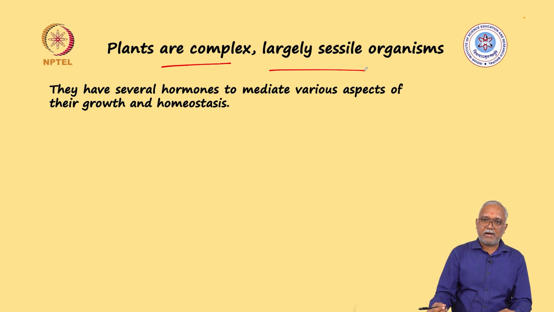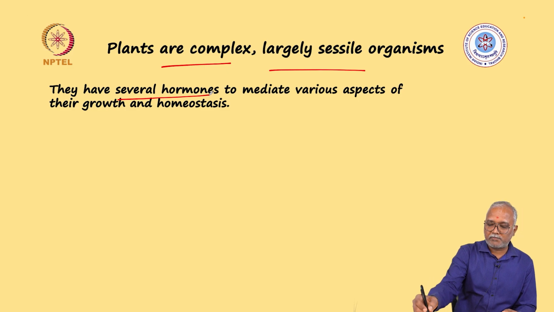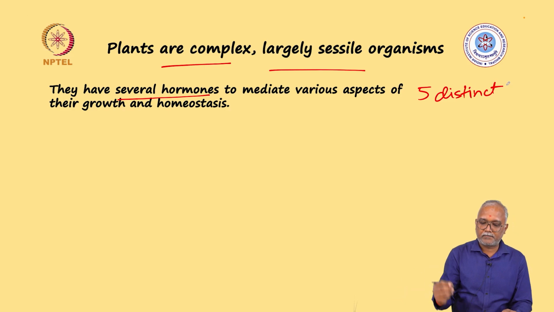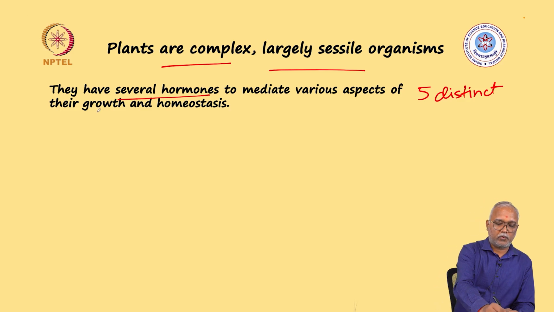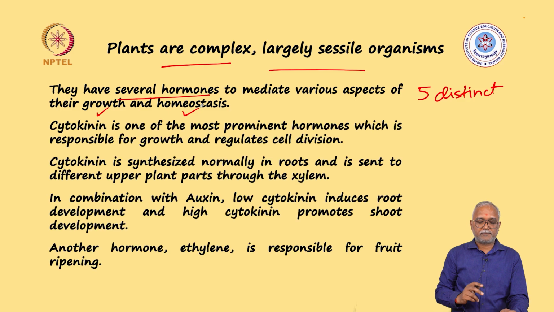We understand that plants need nutrients and all such factors so that they can grow, whether abiotic or biotic factors. To respond to those factors, plants also utilize hormones, and we know as many as 5 distinct hormones which are present in plants. These hormones help in the process of growth and the homeostasis taking place in plants.